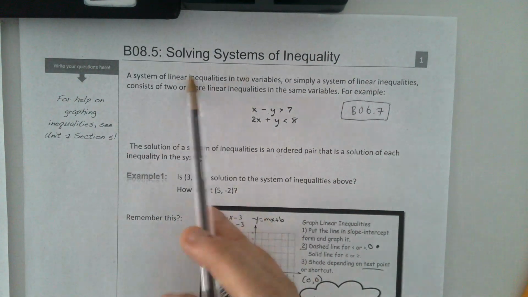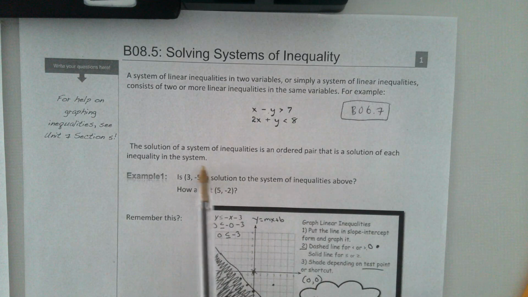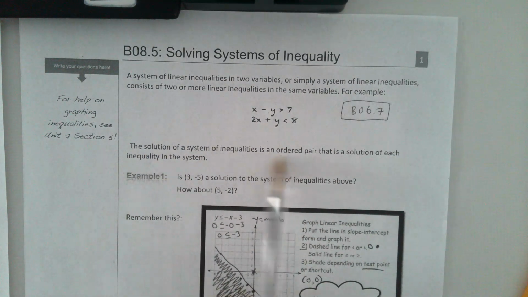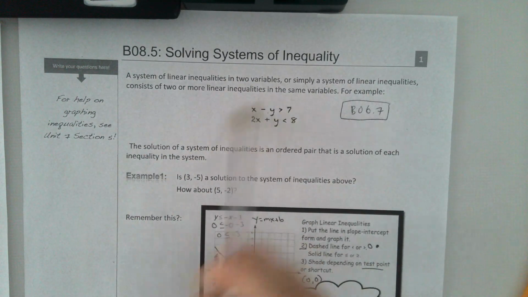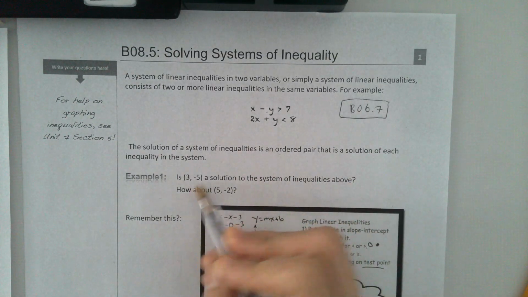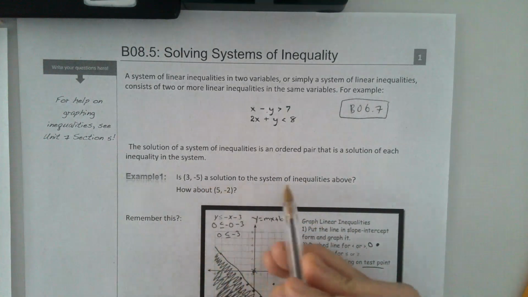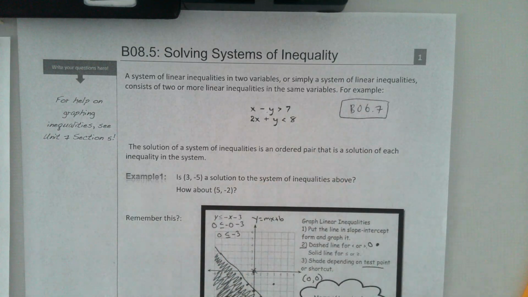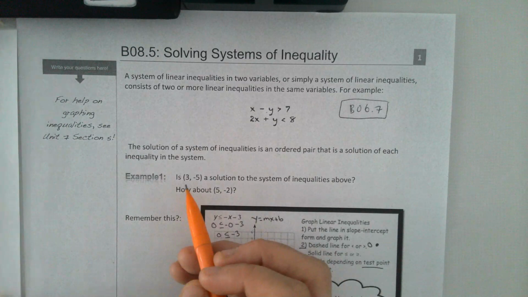Okay, so this is called a system of inequality. The solution is something that works for both of these. So let's look at an example. Is 3, -5 a solution to the system above? In order to check this, we just have to plug in our x and our y.